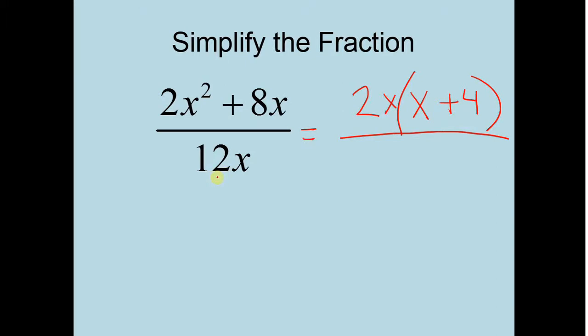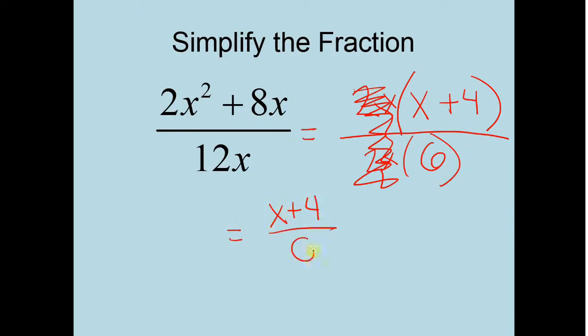Well, I can't really factor anything out, but I want to cancel, right? So can I take out a 2x out of 12x? Yeah, I can, right? What times 2 will give us 12? 6. 6 times 2x is going to give us 12x, right? So now I can take this 2x and this 2x, cancel it out. So I am left with x plus 4 on top and 6 on the bottom.